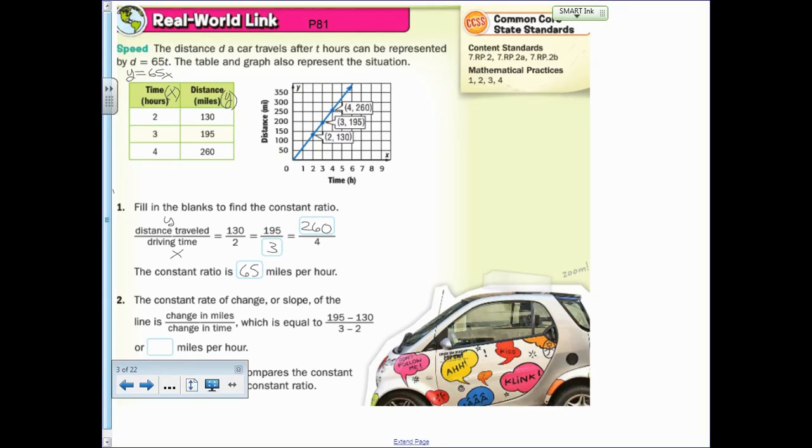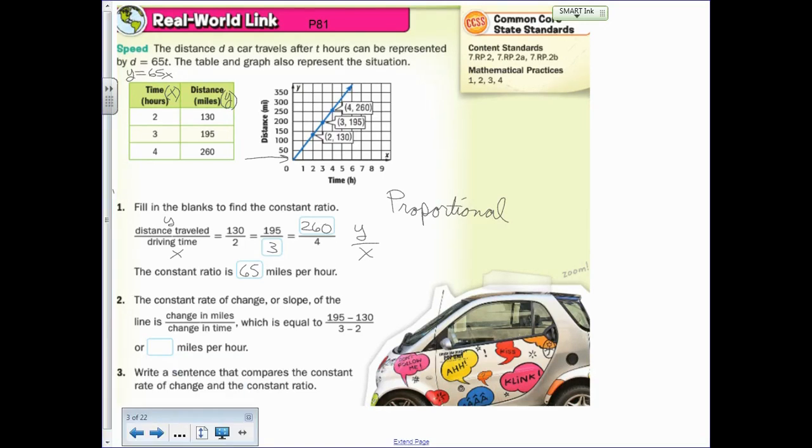Also, when we divide y by x, which is what we just did, we know that if we get the same ratio each time, the situation is proportional. We also can tell that this situation is proportional because the graph of the situation forms a straight line that goes through the origin. Now take a look at question number 2 here.